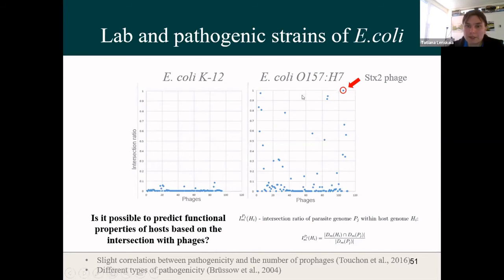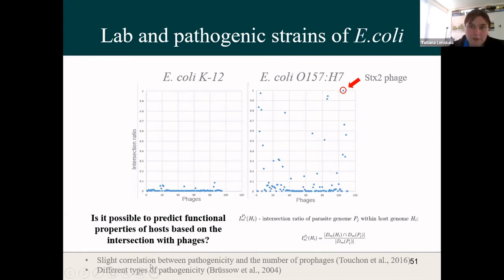And the question is, is it possible to predict the functional properties of the host based on this intersection with phages? Yes, it's possible. Previously it was found that a slight correlation can be found between pathogenic strains and different phages, but this degree of correlation varies across different bacterial genera.